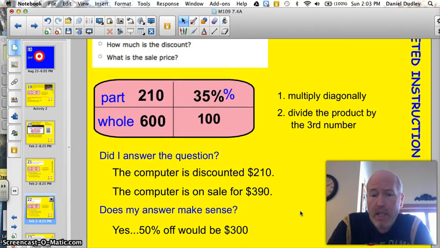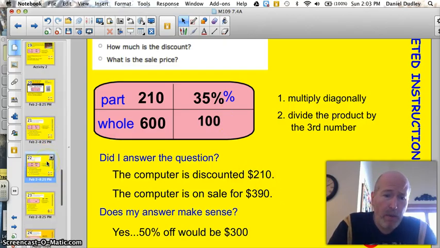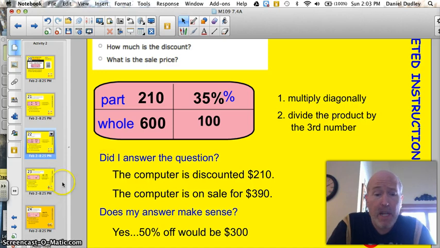Does my answer make sense? Well, yeah, if the computer was 50% off, it would be $300 discount and $300 the price. And so our numbers here reflect 35%. Okay, let's go on to the next problem where it gets even trickier. And again, just make sure you're reading the problem carefully. And you saw how quickly I had made a mistake there and changed it.